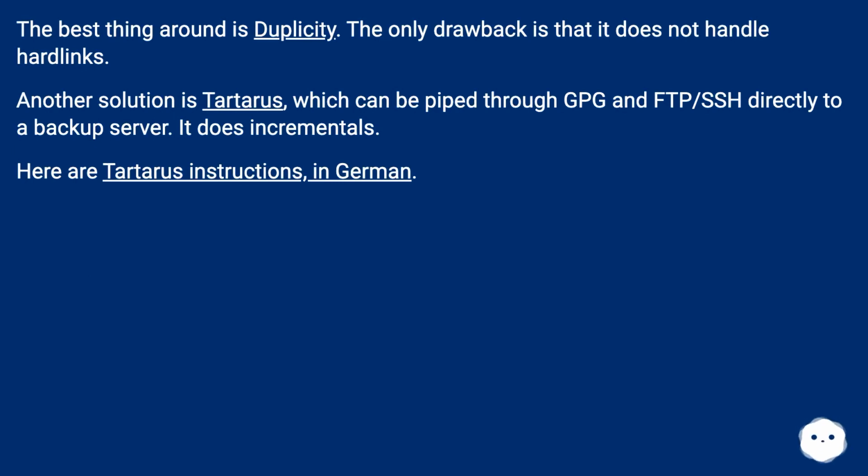The best thing around is duplicity. The only drawback is that it does not handle hard links. Another solution is Tartarus, which can be piped through GPG and FTP/SSH directly to a backup server. It does incrementals. Here are Tartarus instructions, in German.